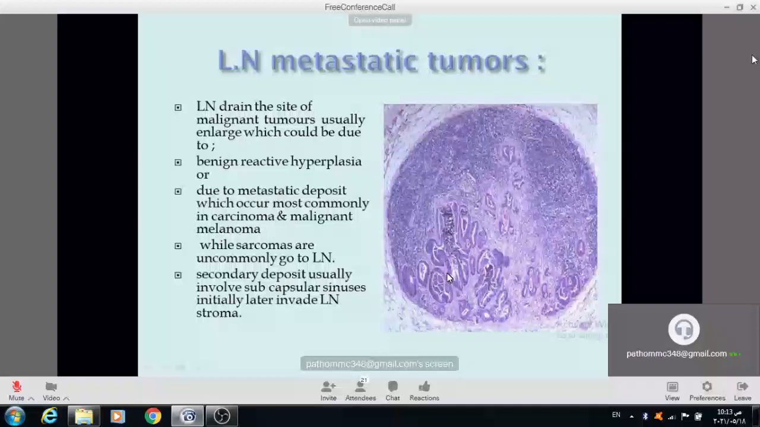So when we have this lymph node, you can see this is the lymph node and you can see these are group of cells, and these group of cells you can see they make a pattern of glands.